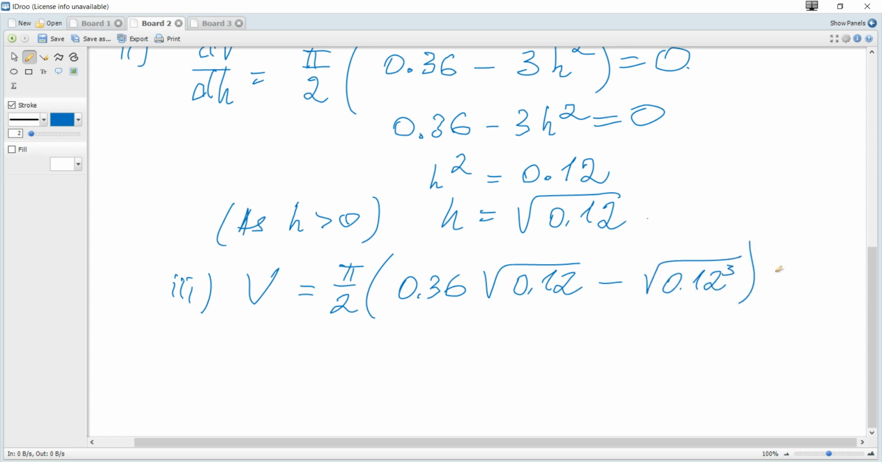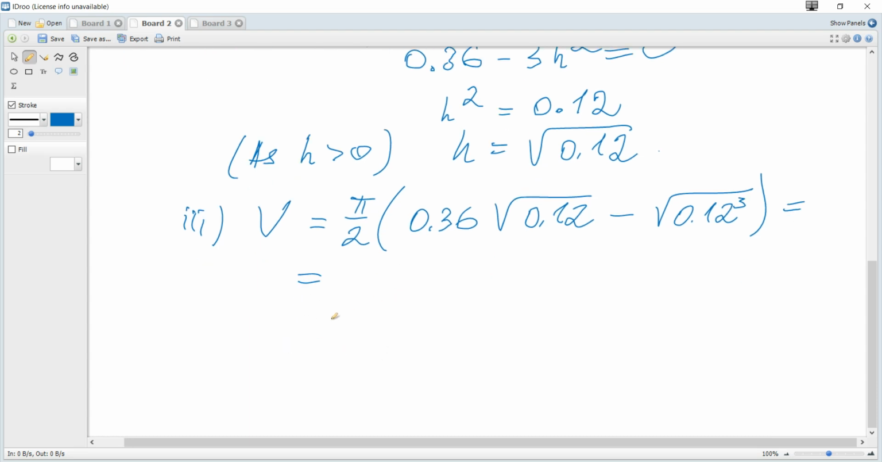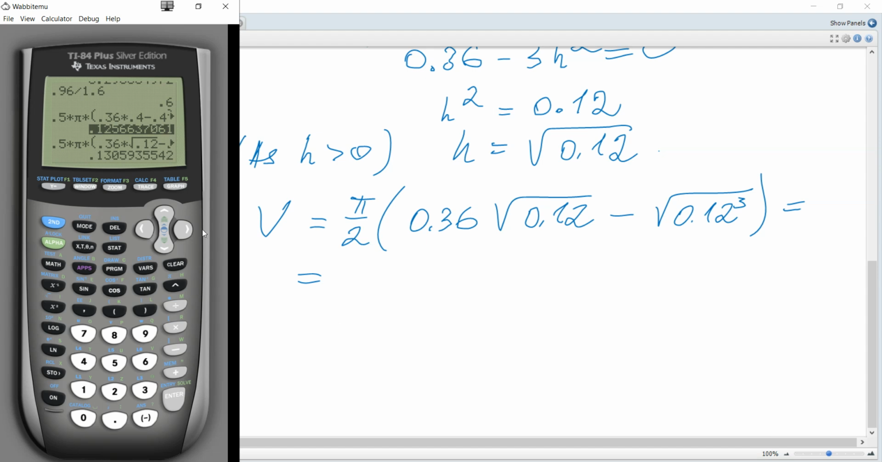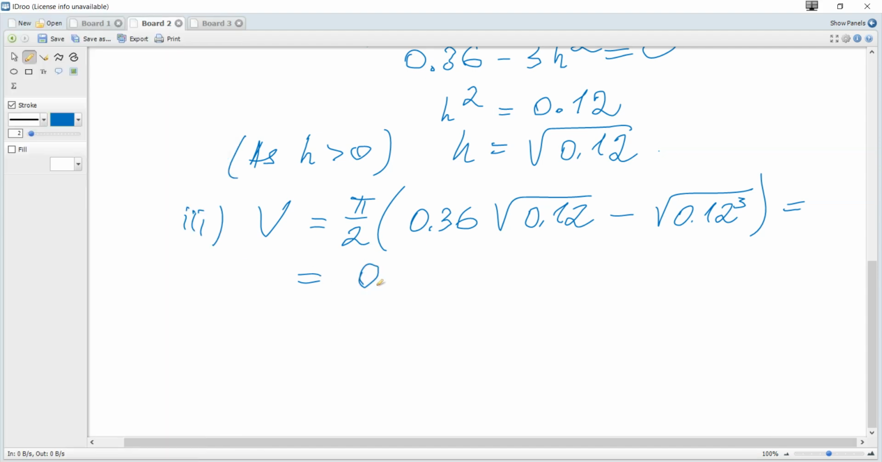And just using a calculator, it's this value, 0.131 to 3 significant figures meters cubed. And I repeat, because it will be required for the next question, that it's a maximum possible volume for the cylindrical barrel.